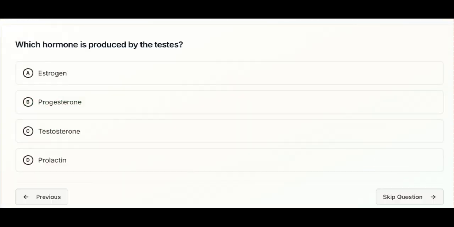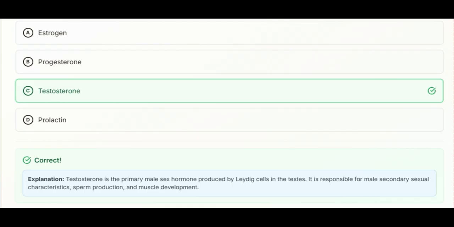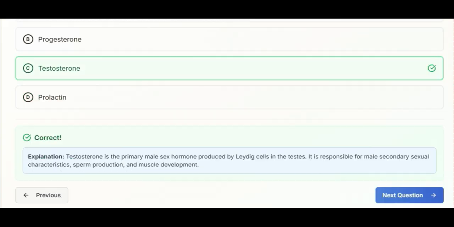Which hormone is produced by the testes? Estrogen, progesterone, testosterone, or prolactin? Testosterone. Testosterone is the primary male sex hormone produced by Leydig cells in the testes. It is responsible for male secondary sexual characteristics, sperm production, and muscle development.